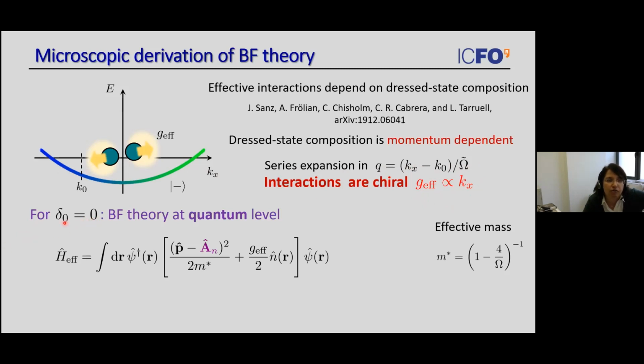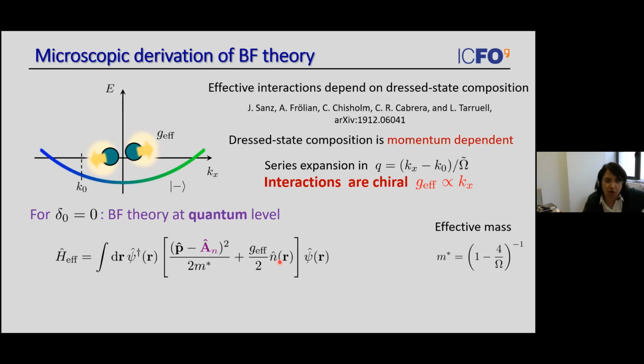So actually, exactly for two-photon Raman detuning zero, you can show that you exactly realize the BF theory at the quantum level. So it's really the same equation as before, but now I have put hat operators on all these quantities, because it's not just limited to mean field.